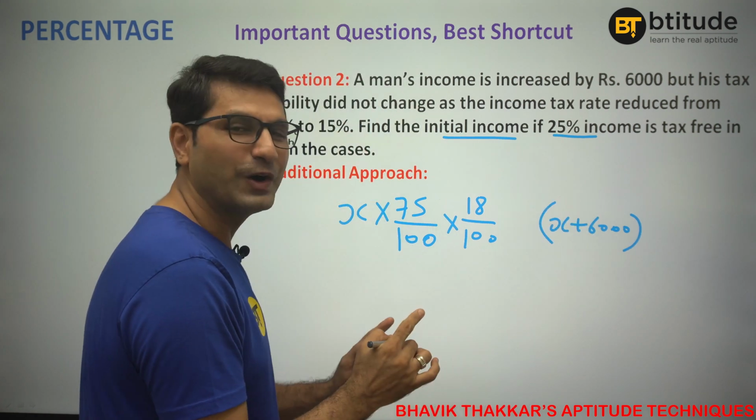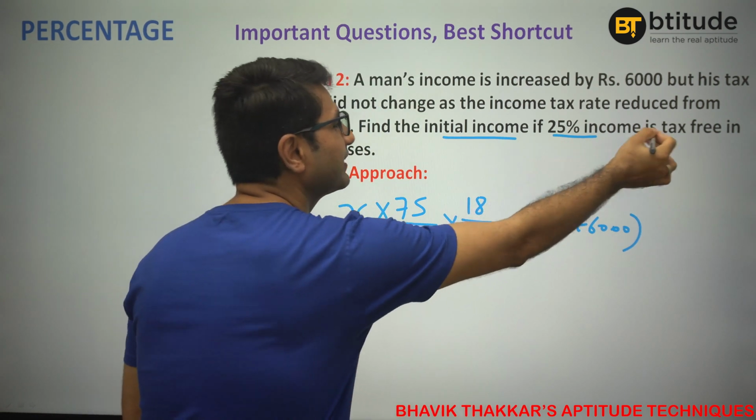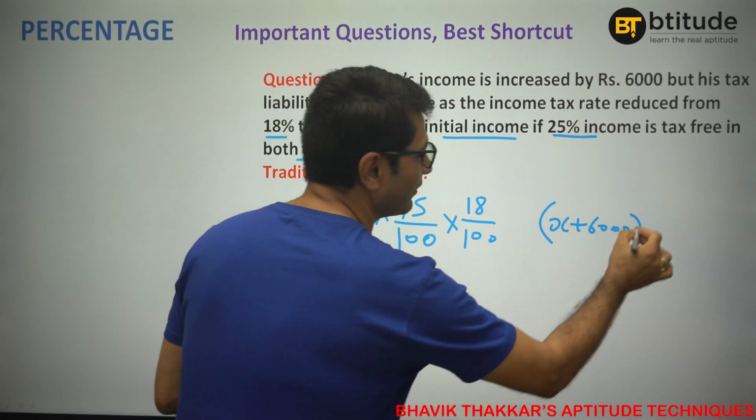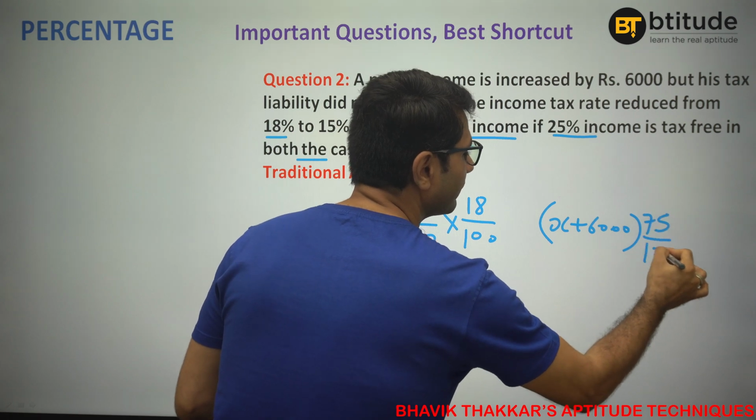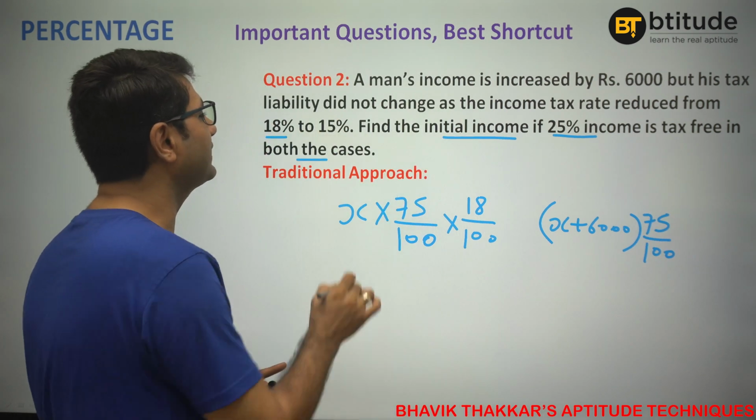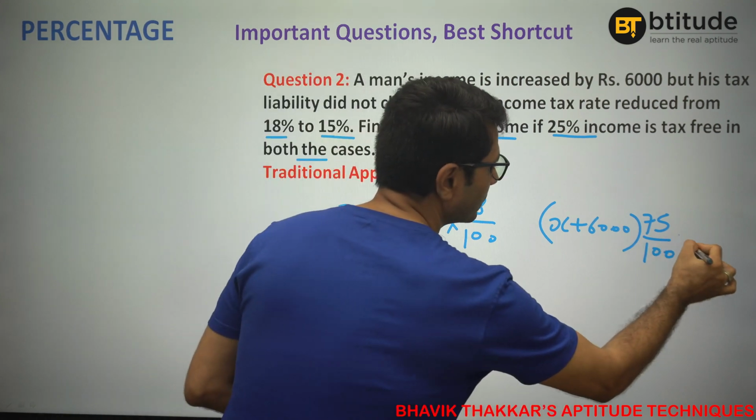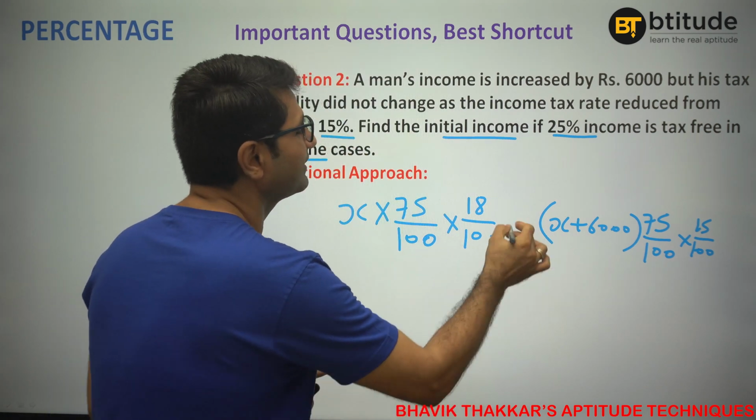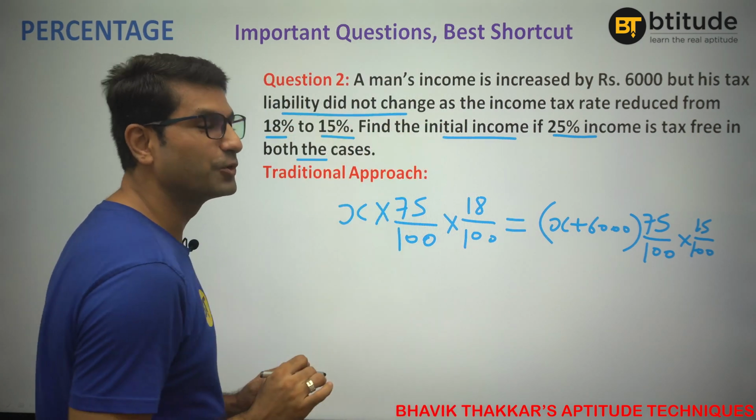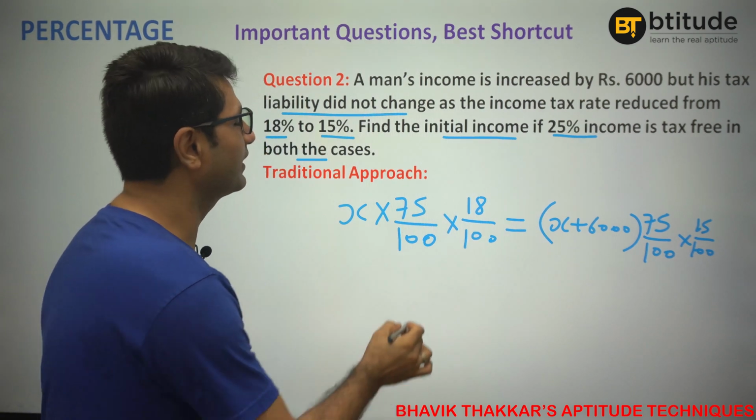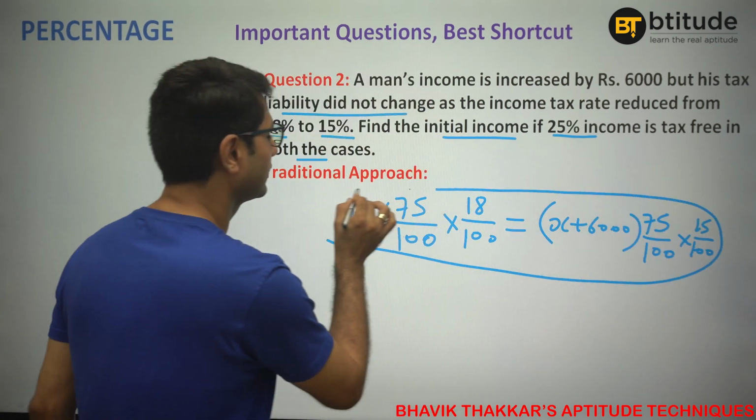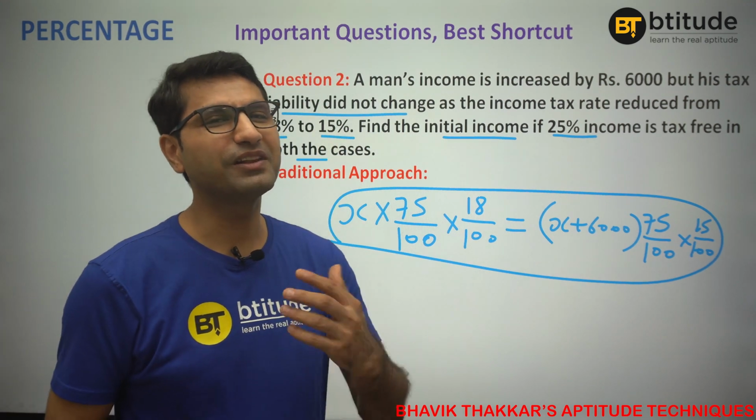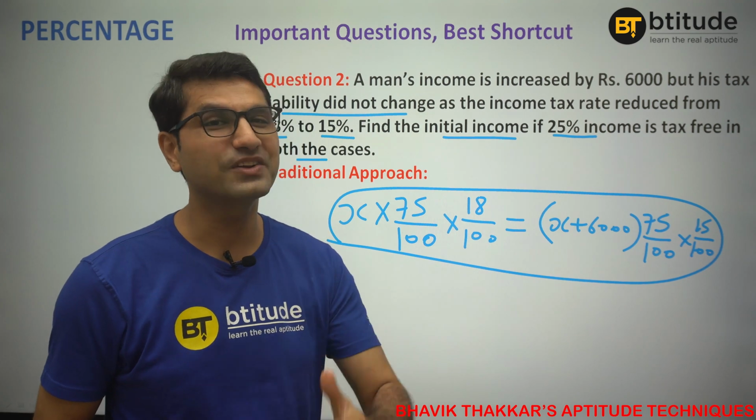Right? Now again 25% is tax free in both the cases. So 25% is tax free. So taxable income is 75% multiplied by 75 by 100. But this time my tax is only 15%, so into 15 by 100. And it is said that both the taxes are same, right? The tax liability did not change. So you can make an equation, solve it, and you will get your answer. Look, it's not really very difficult from this one. It's easy. But still, if you develop that lateral thinking, it would help you in much tougher questions.